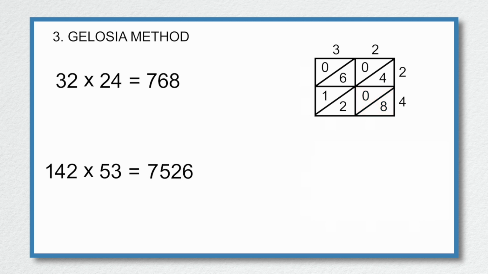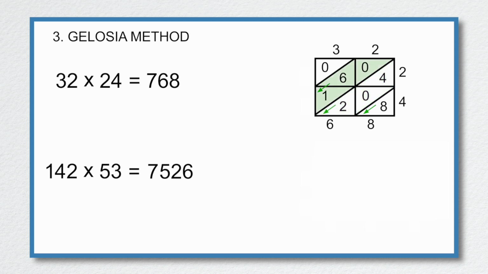What we now do is we add along the diagonals, as shown by these arrows. And we start with the diagonal in the bottom right-hand side of the grid. And this is just 8. We write that 8 outside the grid in line with the diagonal. We now move along to the next diagonal. And here we have 2 add 0 add 4, which is equal to 6. Again, write the 6 in line with the diagonal that we've just added up.